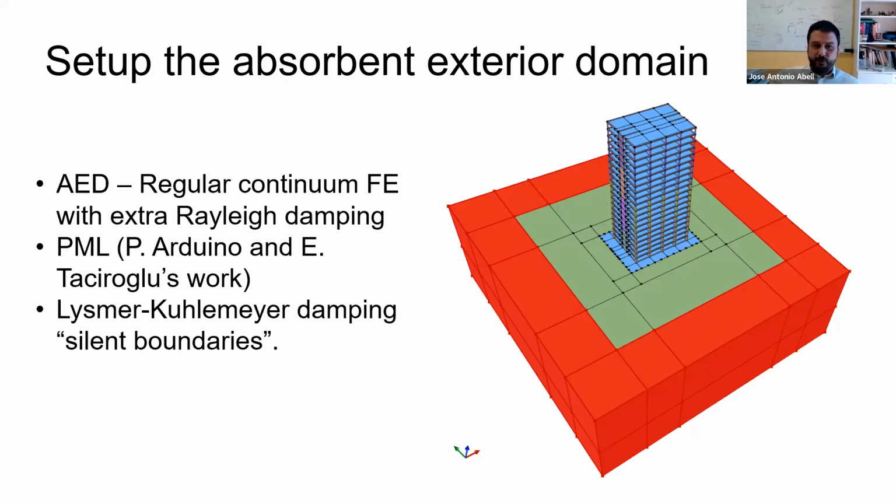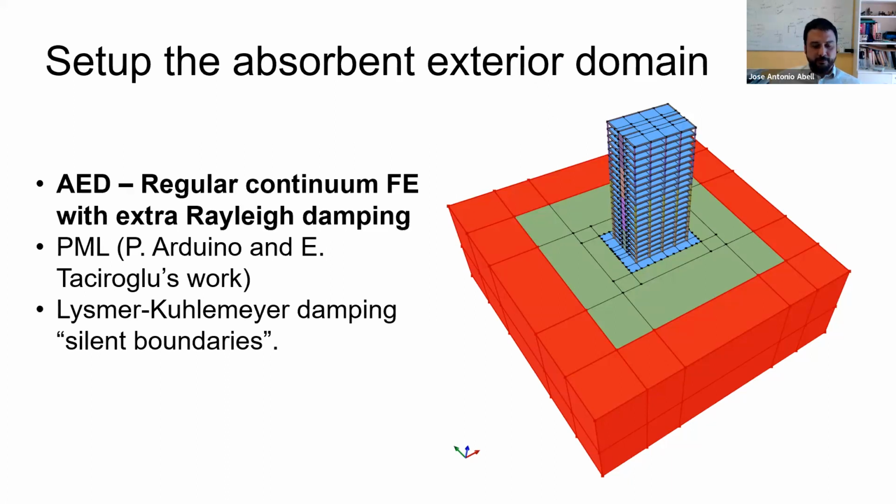Or you can do a classic approach with Lysmer-Kuhlemeyer damping, so basically silent boundaries with dashpots. But that brings in the little trouble of dealing with the boundary conditions. Massimo has developed for STKO a nice plugin that uses the silent boundaries. I haven't used this last approach, but I'm excited to see what it does. I think if we use the first and the last methods together, we can make this absorbent exterior domain a little bit smaller.